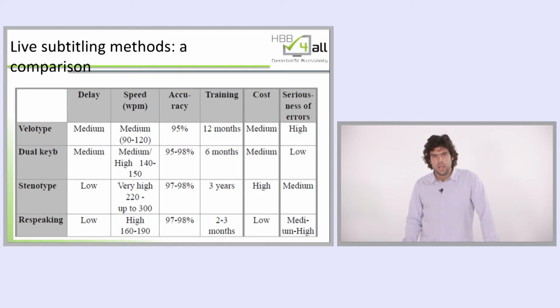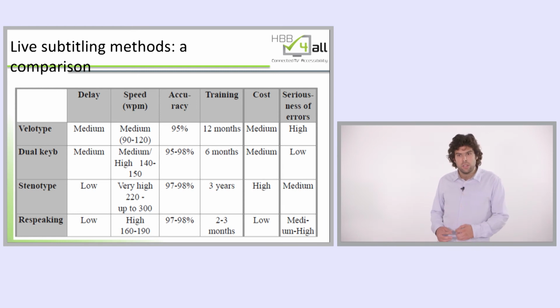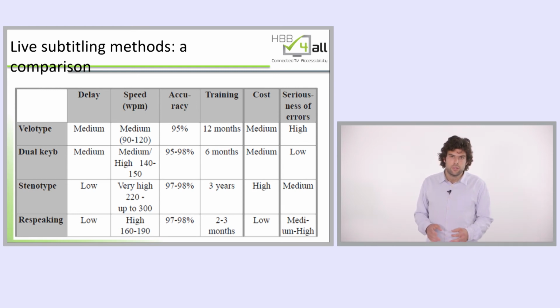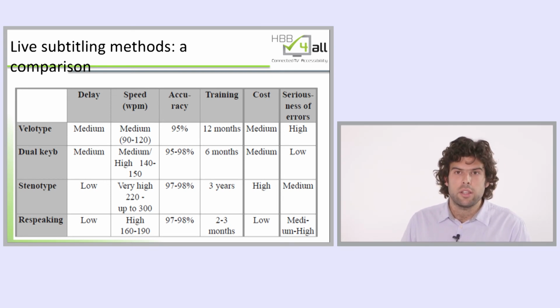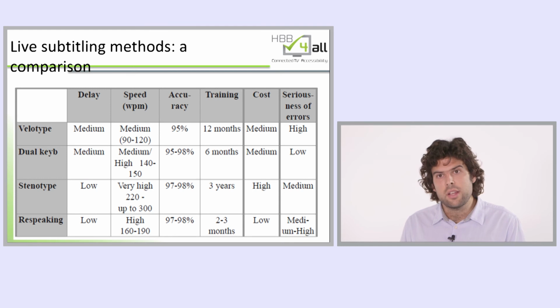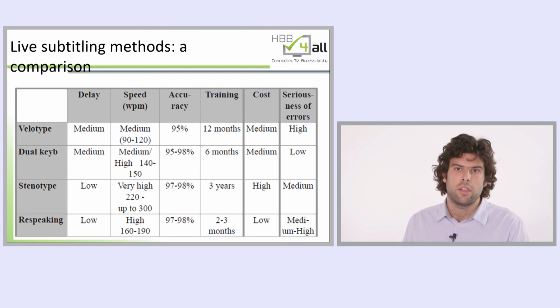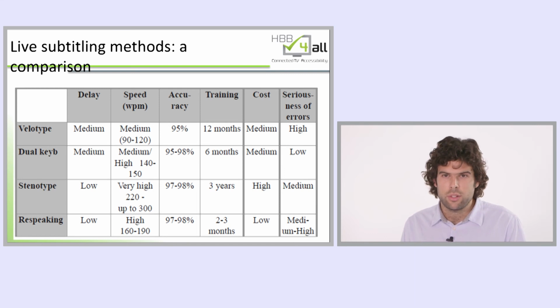This chart includes a comparison of the different subtitling methods for a live event or for a live program: Velotype, dual keyboard, stenotype, and respeaking, as they rate in terms of delay, speed, accuracy, training, cost, and the seriousness of the errors that are produced with these subtitles. We must remember that live subtitles are by definition characterized by two different factors. They have errors and they are delayed. The extent and seriousness of the errors and the length of that delay depends on many different factors.